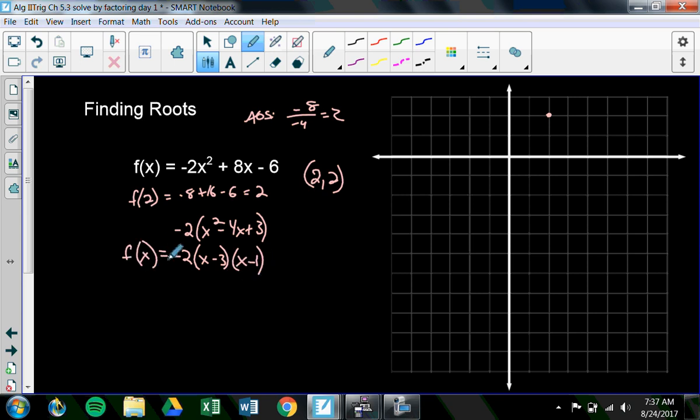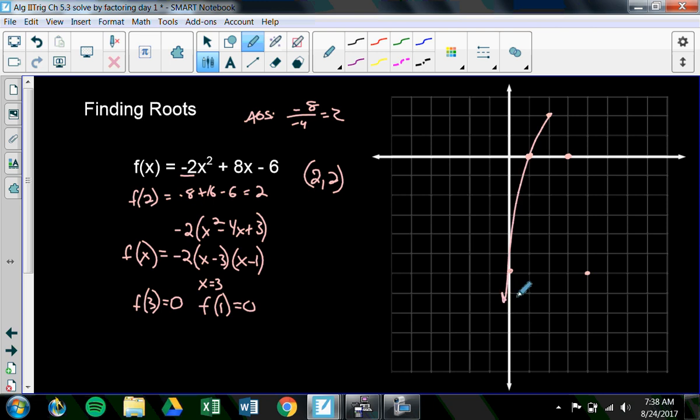Well, what I just found are the roots. Now I know that if x equals 3, if I do f of 3, I'll get out a 0. That's here. And if I do f of 1, I'll get out a 0. It's here. When you're factoring, you're finding roots. And I know that the graph is going to point down because of this, and I could find a y-intercept. I know it's negative 6.